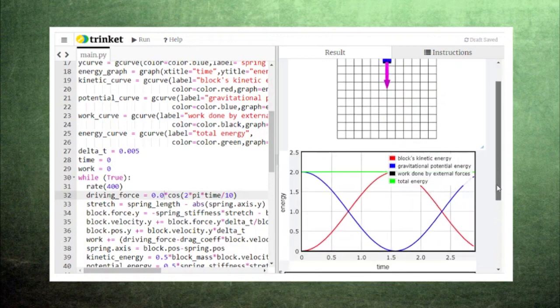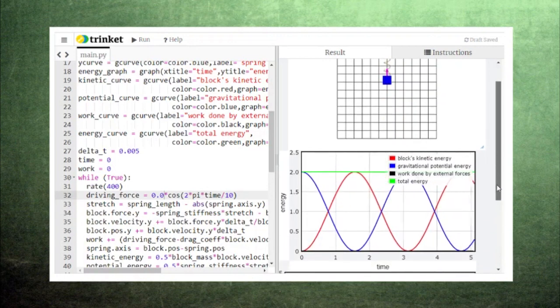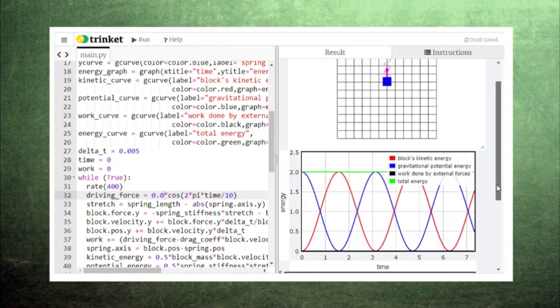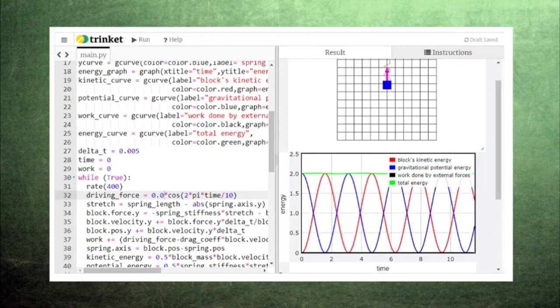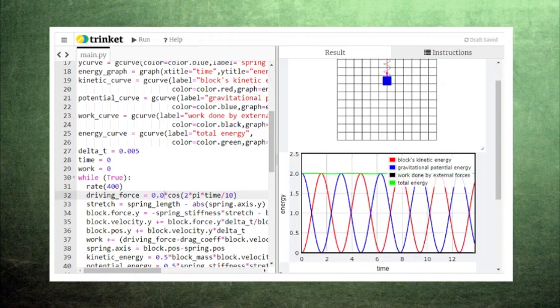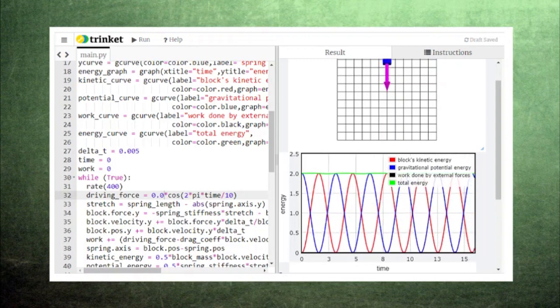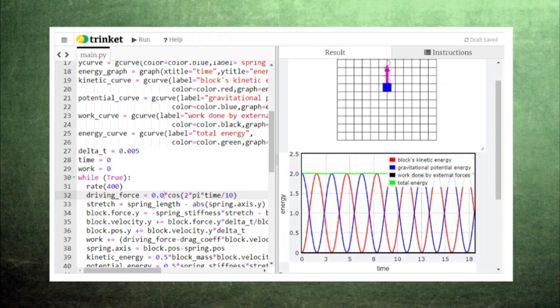As the block oscillates, the potential energy and kinetic energy also oscillate, but the kinetic energy and potential energy always mirror each other, so that the total energy is always the same value. This graph shows us how the energy changes from one form to another while the total remains constant.